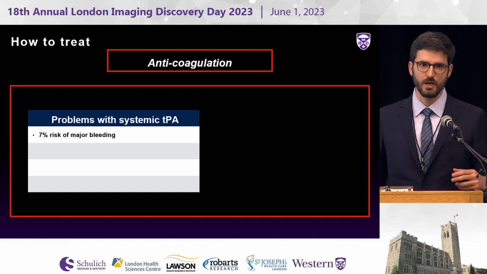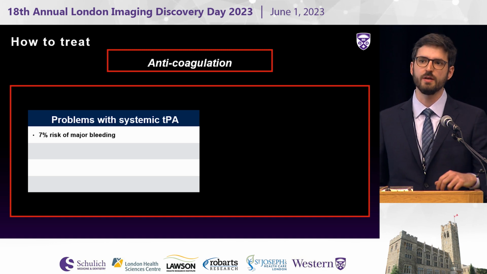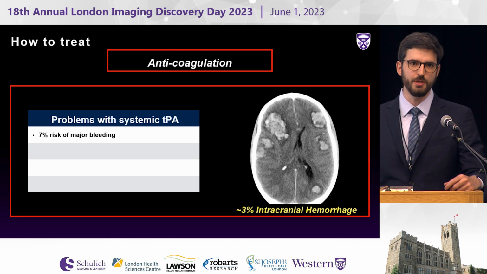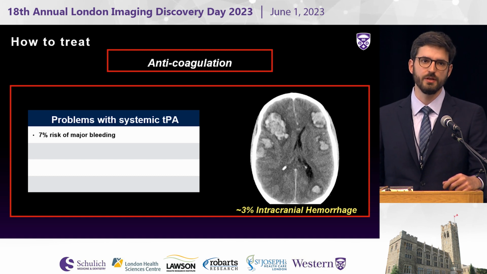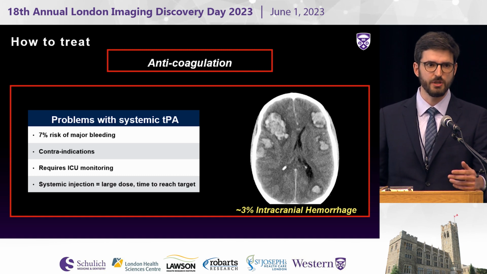The main risk that we talk about is the risk of major bleeding. 7% of patients will have major bleeding. And the most devastating type of bleeding that we can have is inside the head. And 3% of patients with PE who are treated with TPA can develop this type of picture that usually is fatal. And not just that, TPA as a drug, there are contraindications.